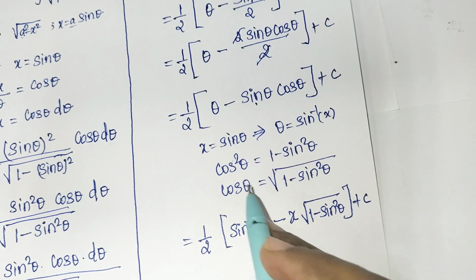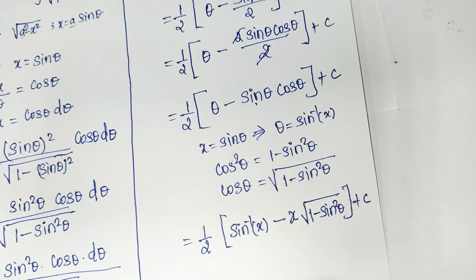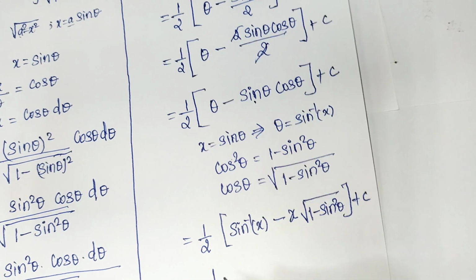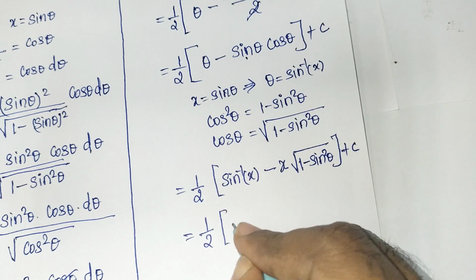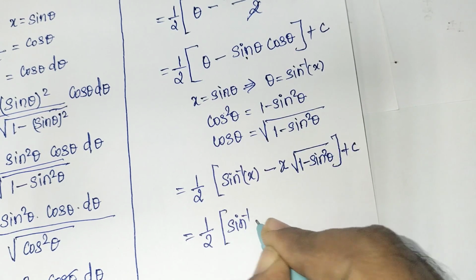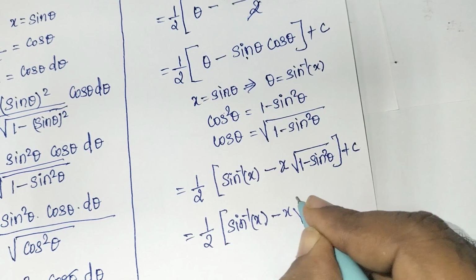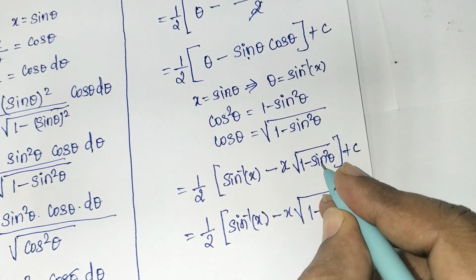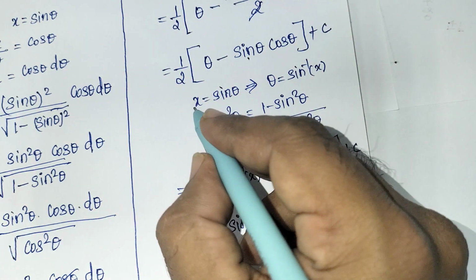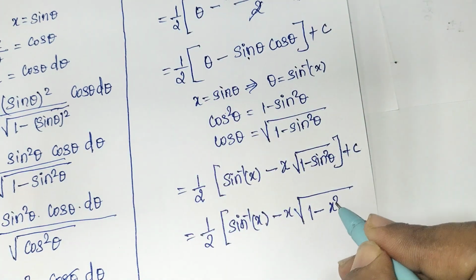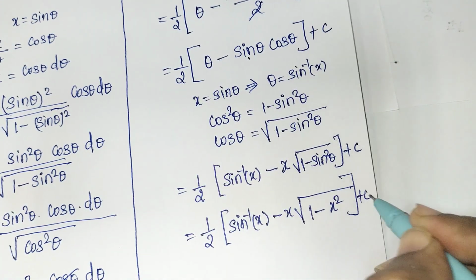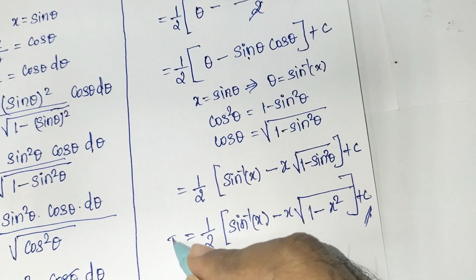Here sin theta we already know is x, you can substitute there: 1 by 2 sin inverse of x minus x into square root of 1 minus sin square theta. Sin theta you can substitute x, I will get x square. So this is your final answer for this sum.